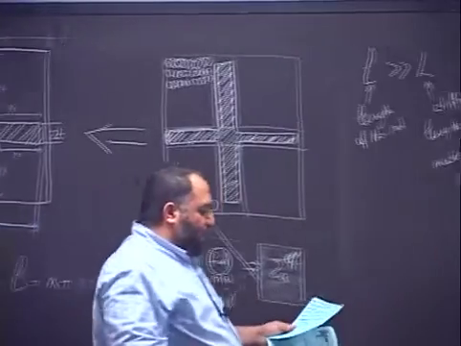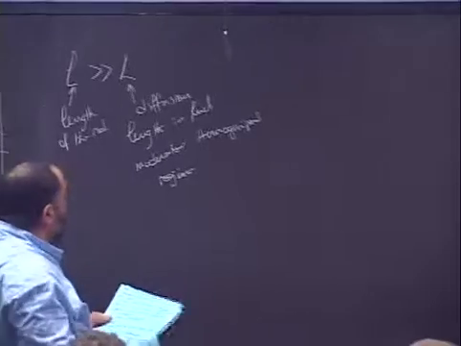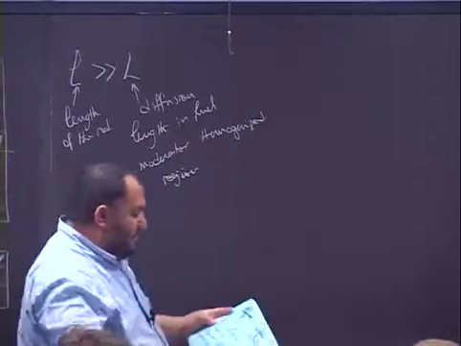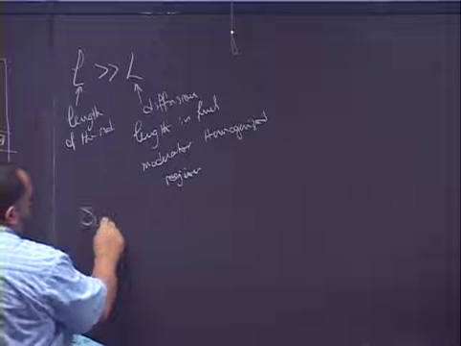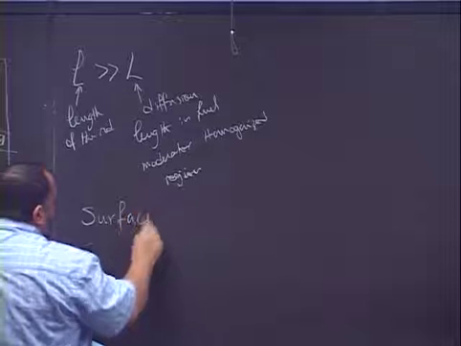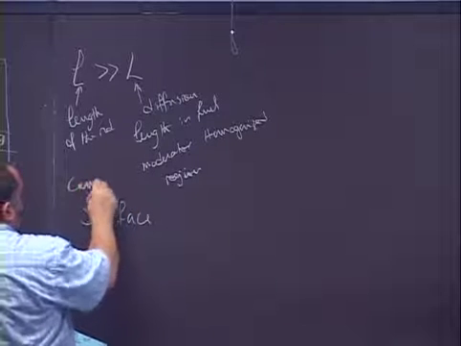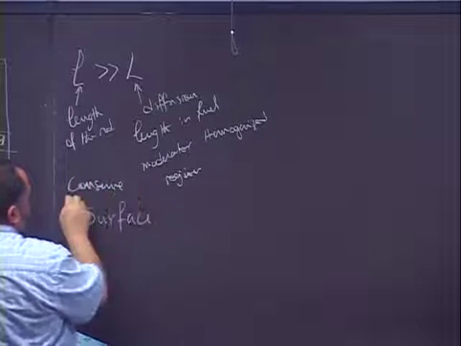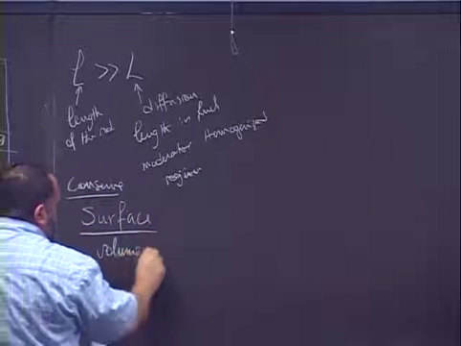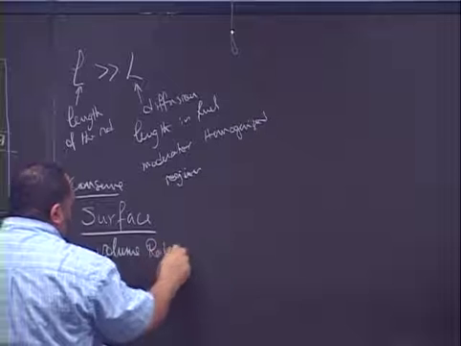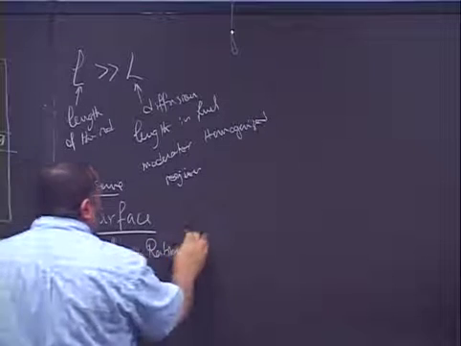So how to do this is to conserve the surface to volume ratio for the cell. So we want to conserve the surface to volume ratio of the control rod inside the cell.